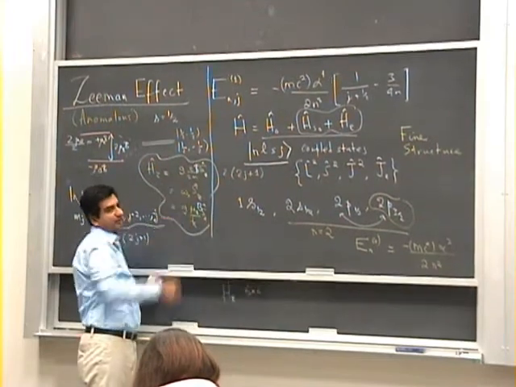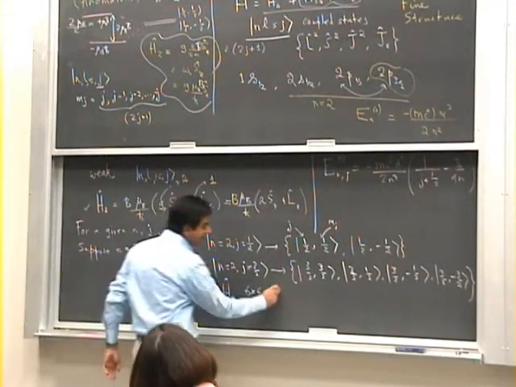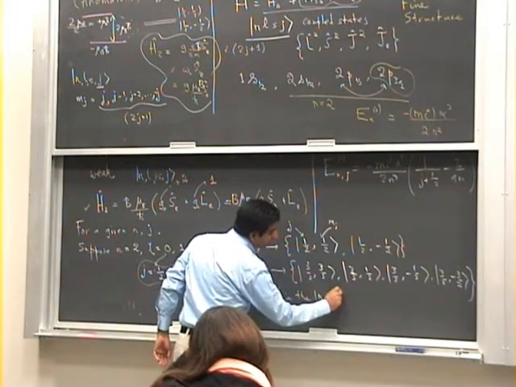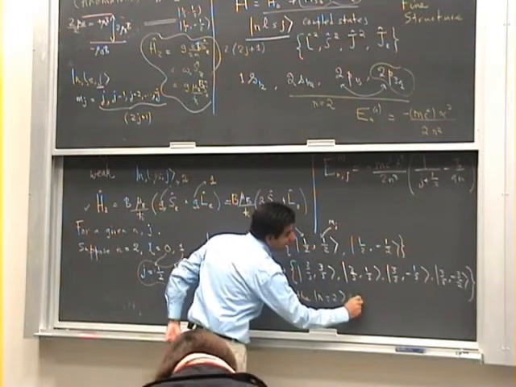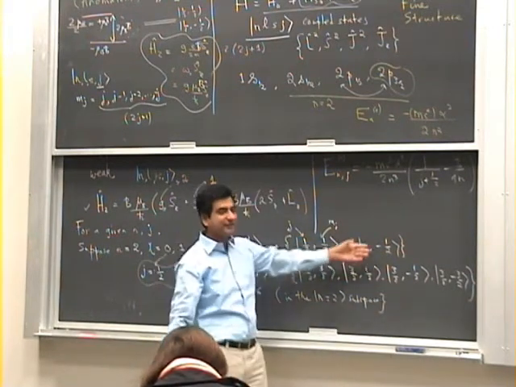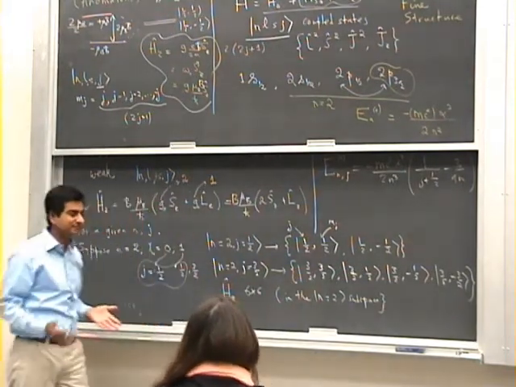Omega naught. Okay. So it will be a 6x6 matrix in the n equals 2 subspace. This subspace comprises two degenerate subspaces. One is made up of these two vectors, one is made up of these four vectors. So it will be a 6x6 matrix.